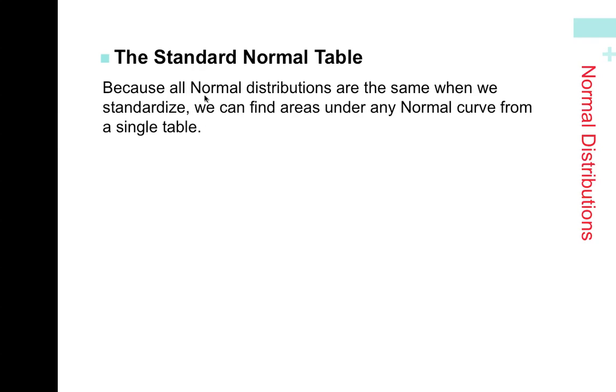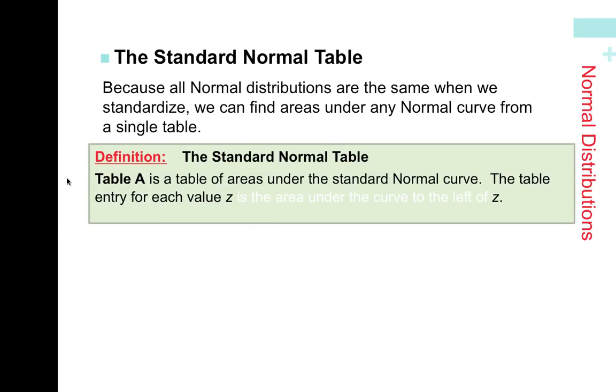Because all normal distributions are the same when they're standardized, we can use a single table to calculate any area under that curve. That's Table A in our book, and it's a table that you need to be familiar with for AP. It's a table of areas under the standard normal curve. The table entry for each value z is the area under the curve to the left of z. That's important. That number measures the area from z all the way to the left of the curve.